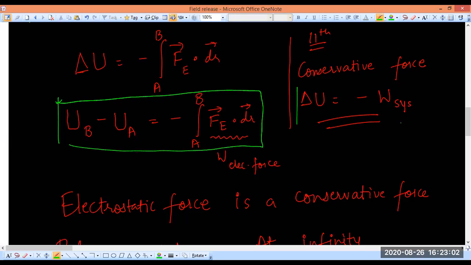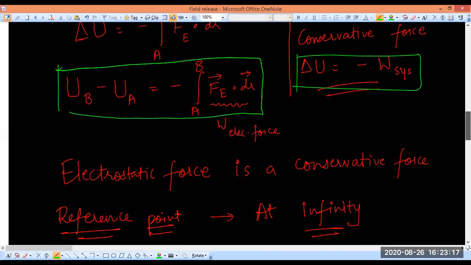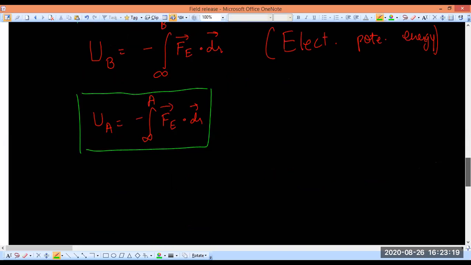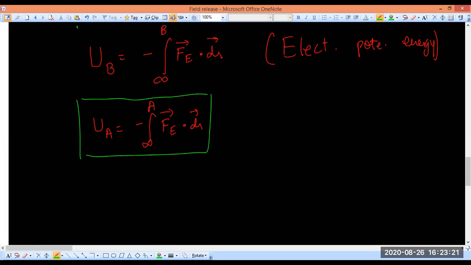I hope you realize what I'm saying. So if you are comfortable with delta U equal to minus work done by system, it's really fine, it's more or less the same. So these are two important formulas that we have covered so far. Now I'm going to talk about the definition. I'm going to say it in words.